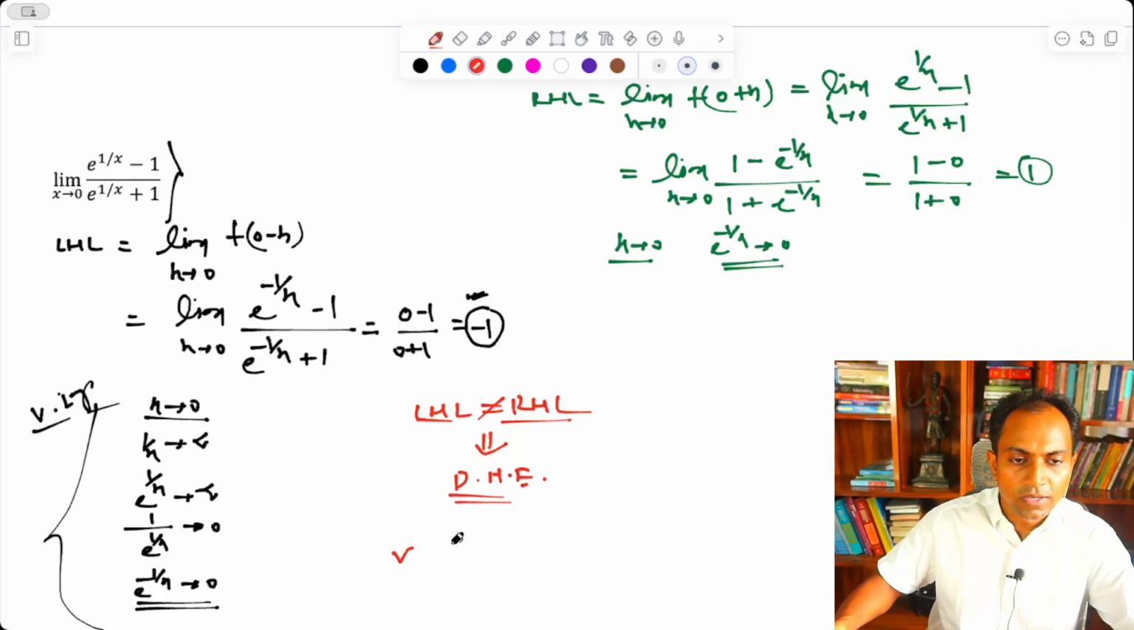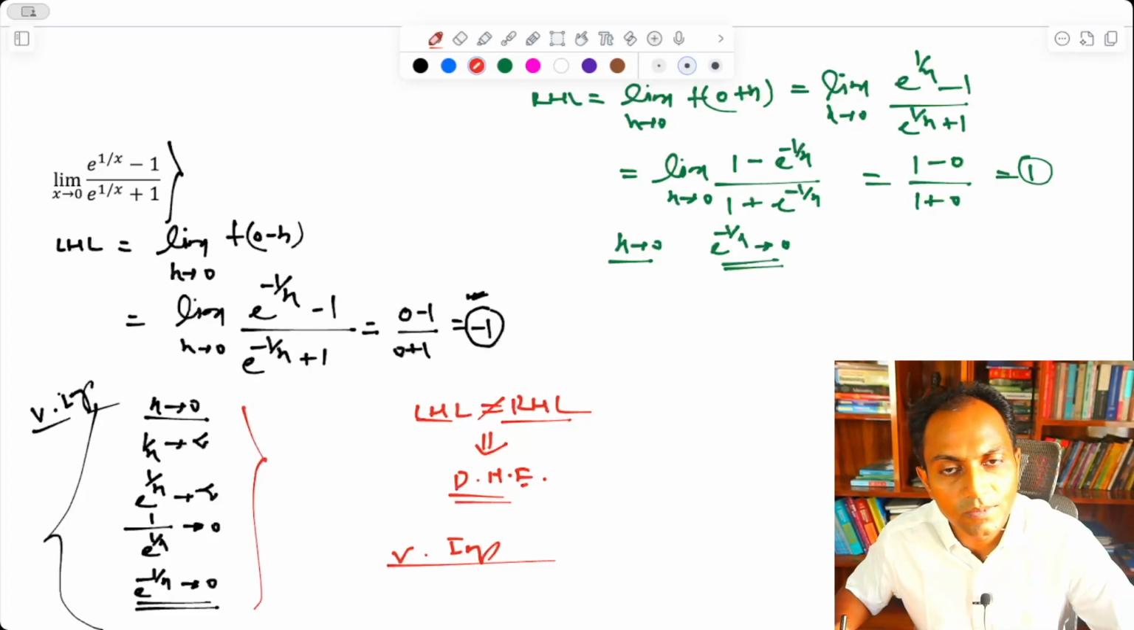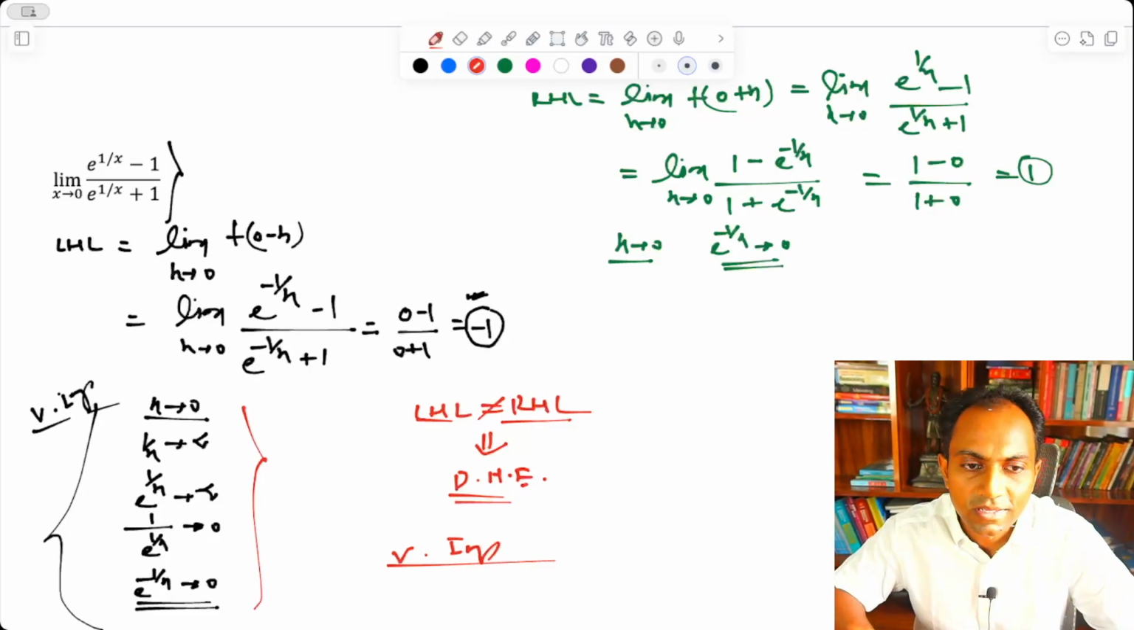This is a very important question, and especially the part that we did here. Go over it one more time. This logic will be used at least in JEE questions also.